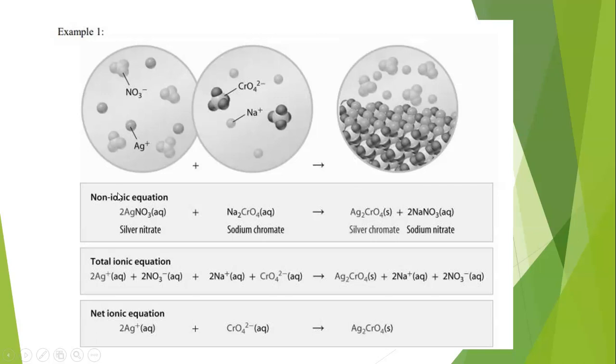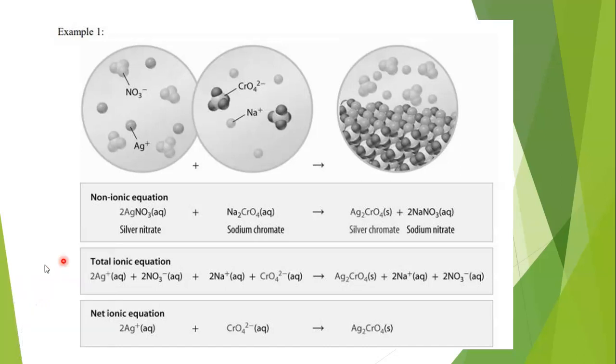This should be exactly what's in your notes. For a non-ionic equation, we have silver nitrate being mixed with sodium chromate, producing silver chromate and sodium nitrate. It's the same as a reaction you've probably seen before. You've got silver nitrate in an aqueous state being added to sodium chromate, which is aqueous. There's a chemical reaction, so we have our reactants here and then our products.